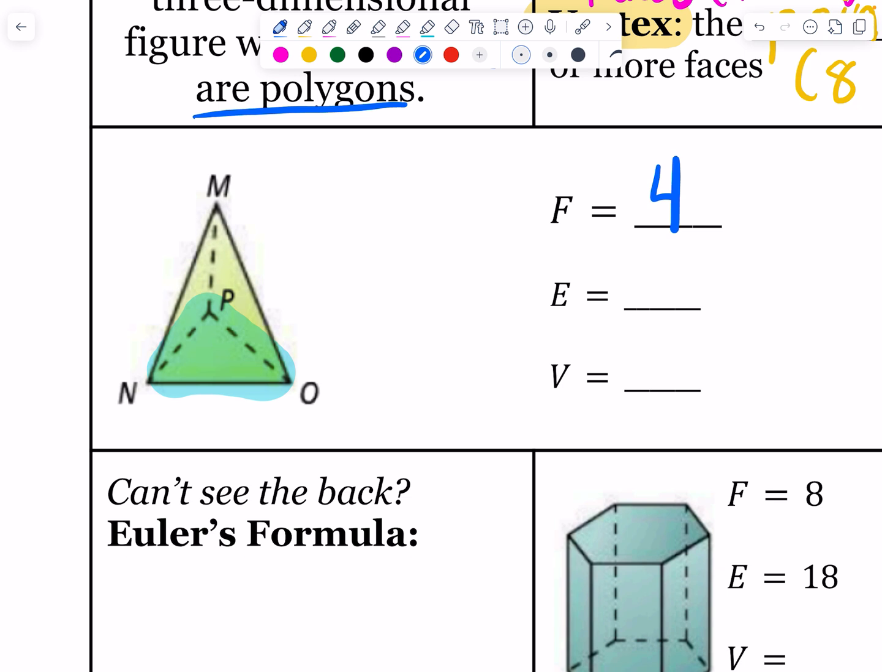How many edges do I have? 1, 2, 3 around the walls, 1, 2, 3 are on the floor. 3 plus 3 makes 6. How many vertices do I have? They're at all the points, at M, at O, at N, and at P. So how many do I have total? I have 4 vertices on the shape.